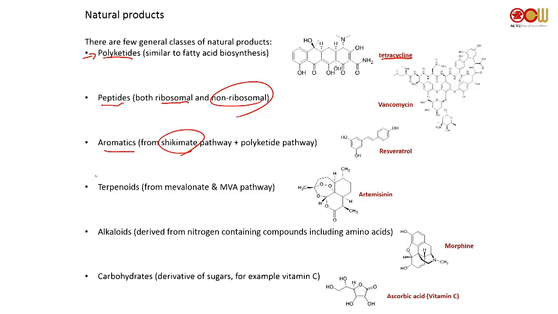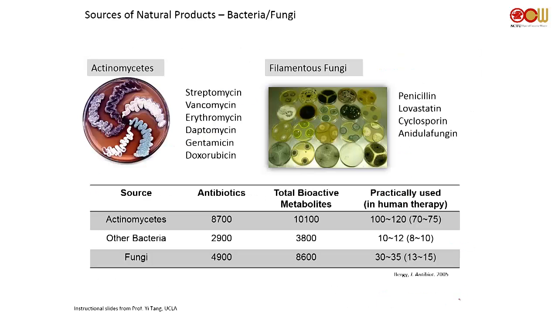Terpenoids, we just spent so much time on terpenoids, so you guys know what that is. You also have alkaloids and carbohydrates. Alkaloids, for example, morphine. Morphine is used to get you high. I'm just kidding. It's used before you have a surgery, right? Carbohydrates are also a type of natural product, for example, ascorbic acid, vitamin C. It's also called the sugar vitamin because it looks like a sugar, and it is a sugar.